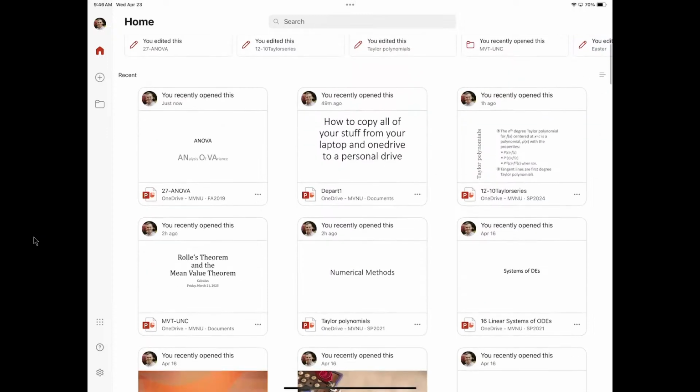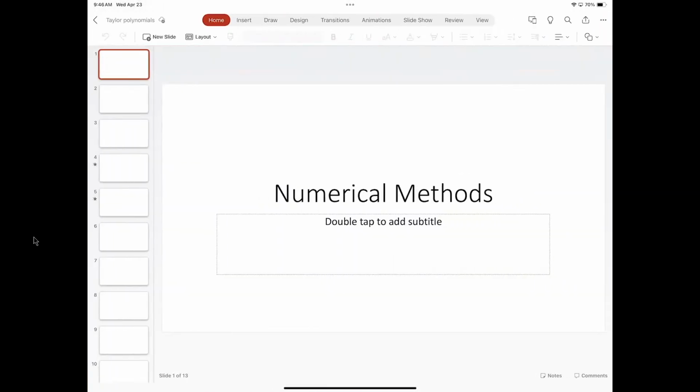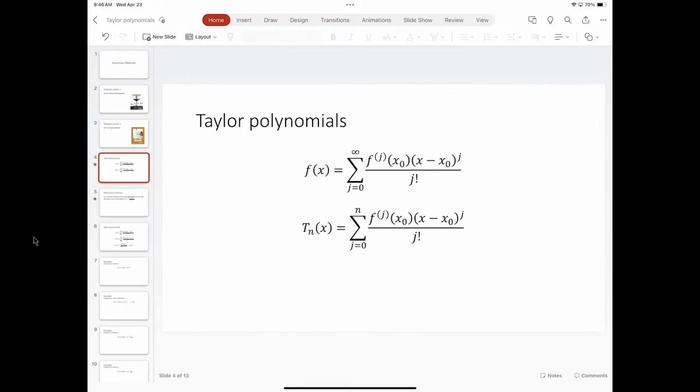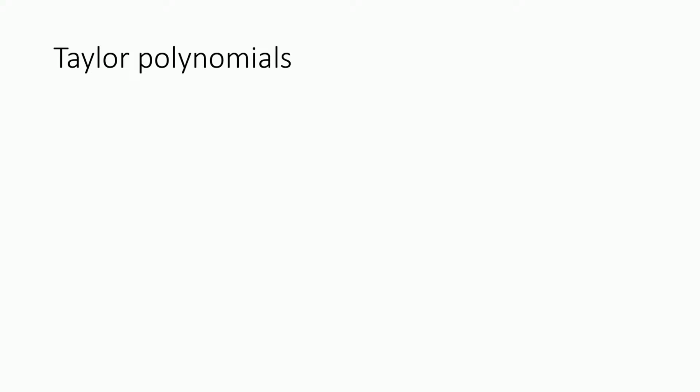Just a minute. What am I doing here? This is what I want. Taylor polynomials. I know it says numerical methods. I'm just cheating. I didn't want to have to retype a bunch of stuff, so I took my notes from a different class.